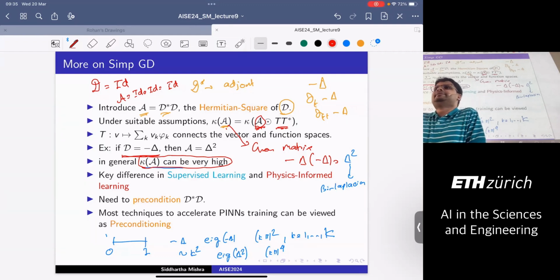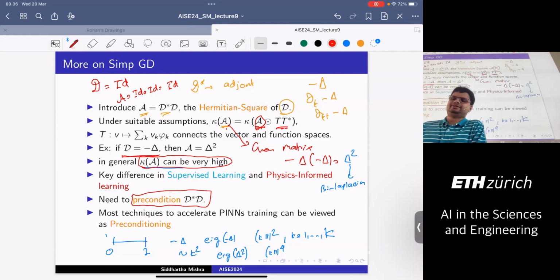You have a question? Yes? Yeah, it's possible to use also preconditioning as we do in numerical methods. This is precisely what the next point is, right? So I will tell you that in a second. But you have sort of guessed my conclusion.